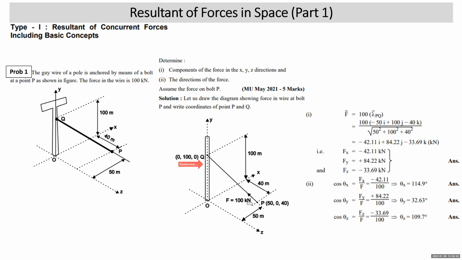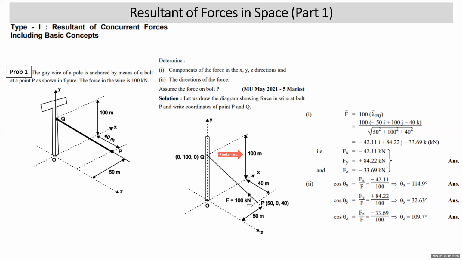So student, we want to write the force in vectorial form. So we need to write the coordinates of point P and Q. Point Q is lying on the y-axis, so it will have only a y coordinate. Can you see that? It is above the origin by 100 meters. Any point lying on the y-axis will have x and z coordinates 0. So the coordinates of this point will be 0, 100, 0.